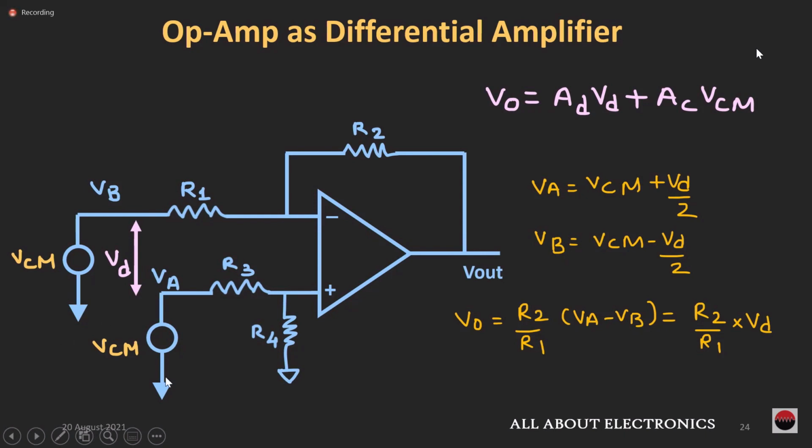You can see here VCM and VCM. Two different voltage sources we are using. Instead of using single voltage source, because of R4, we will get different value.